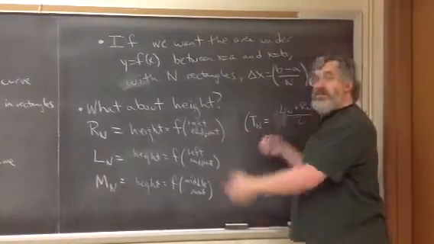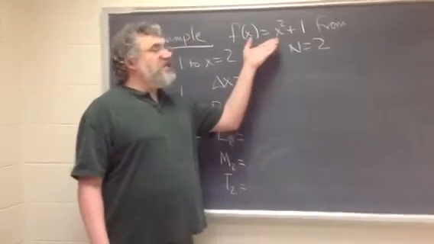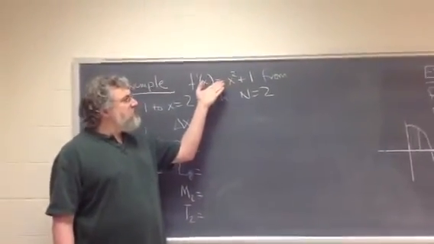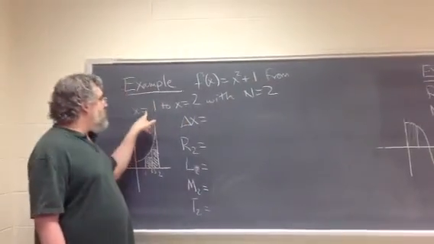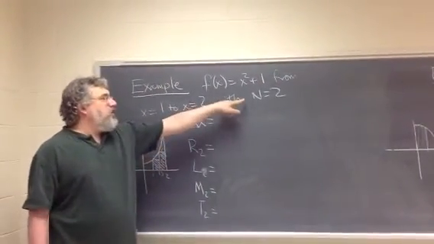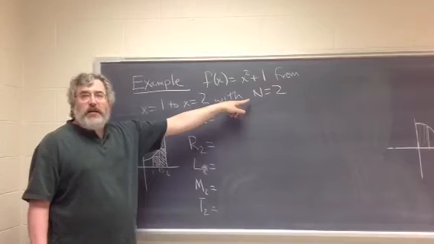How does this work? Let's do an example. Let's take an example, a function that's not particularly hard to do. So, f of x equals x squared plus 1. We're going to start at x equals 1, go to x equals 2 with 2 intervals, 2 sub-intervals.